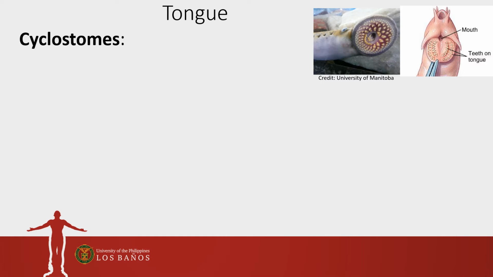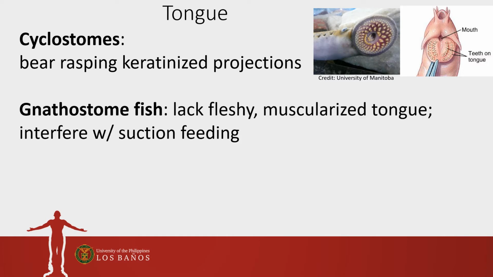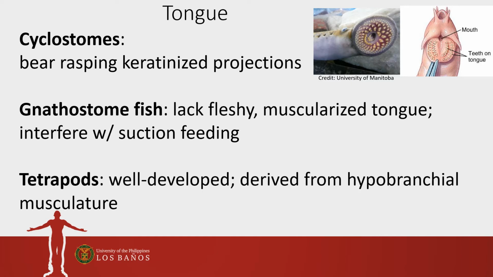Cyclostomes possess a tongue derived not from the hypobranchial musculature, but from the floor of the pharynx. During feeding, cyclostomes protrude this soft tongue bearing ridges of rasping keratinized teeth. Most gnathostome fishes lack a fleshy, muscularized tongue, as this will only interfere with suction feeding. A muscularized tongue derived from the hypobranchial musculature is well developed in tetrapods.